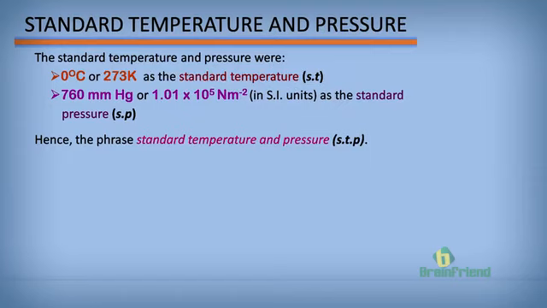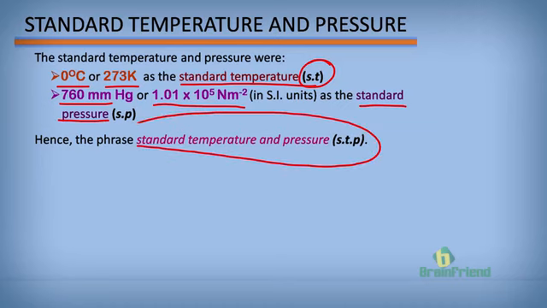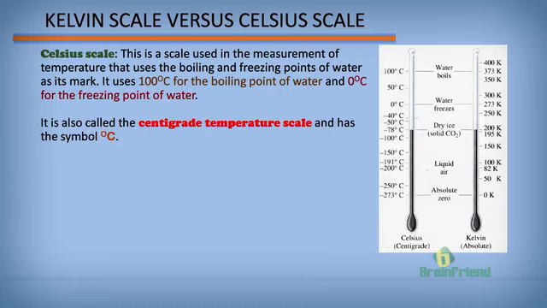The standard temperature and pressure given were 0 degrees Celsius or 273 Kelvin as the standard temperature, with the symbol ST. Then for pressure, they had 760 millimeters of mercury, or 1.01 times 10 raised to power 5 Newton per square meter, as the standard pressure. Hence the phrase standard temperature and pressure. In the course of our lesson, we may be dealing with these standards. Now, Kelvin scale versus Celsius scale.